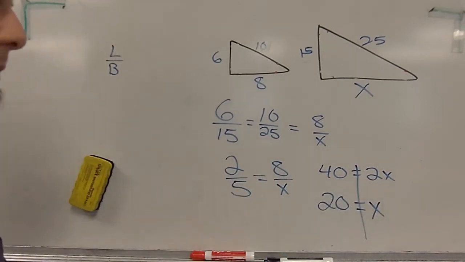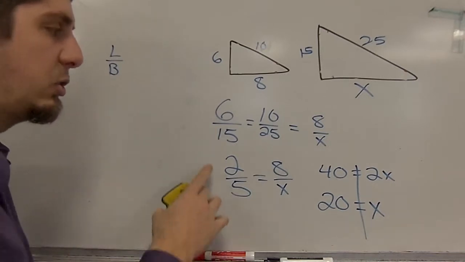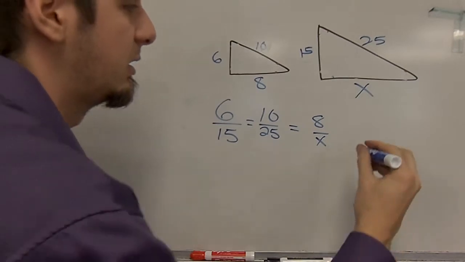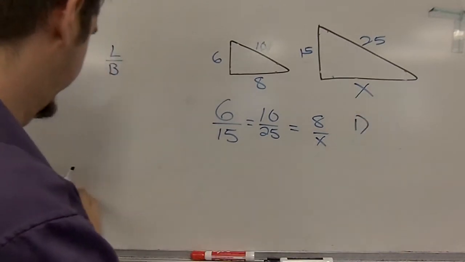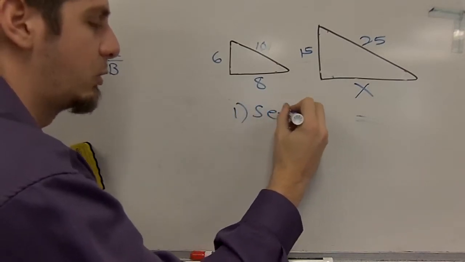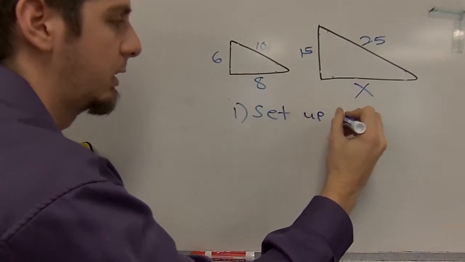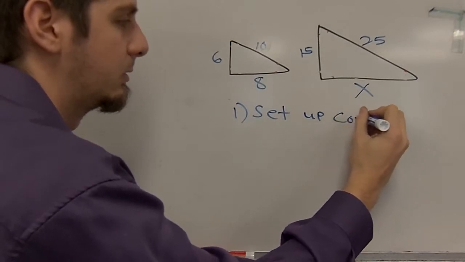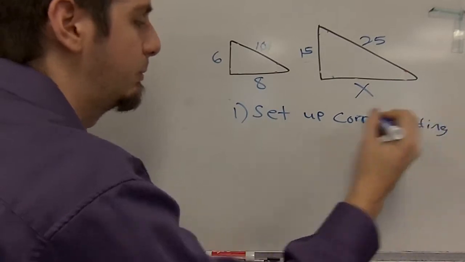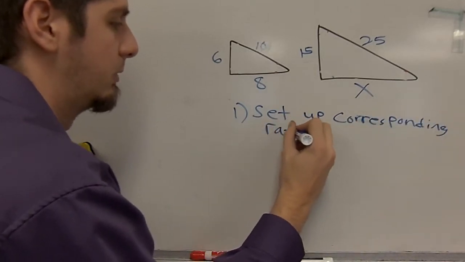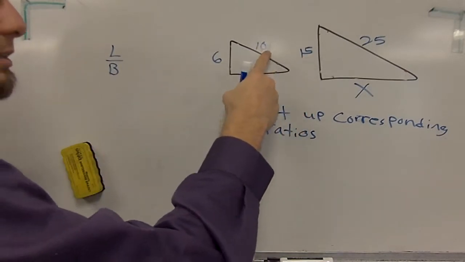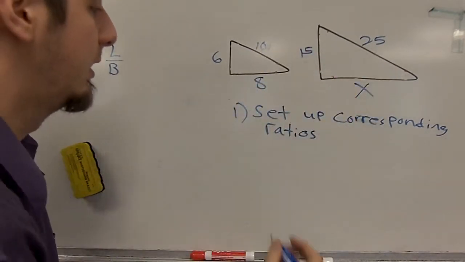So I suggest, for your steps, if you want a list of steps, you're going to first set up your corresponding ratios. So the little over big: the 6 over 15, the 10 over 25, and the 8 over x.